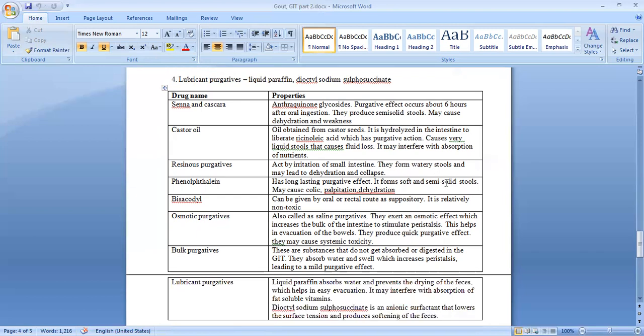Resinous purgatives, they act by irritation of the small intestine. These also can cause dehydration. Phenolphthalein can cause colic, palpitations and dehydration. So it is not actually much used.